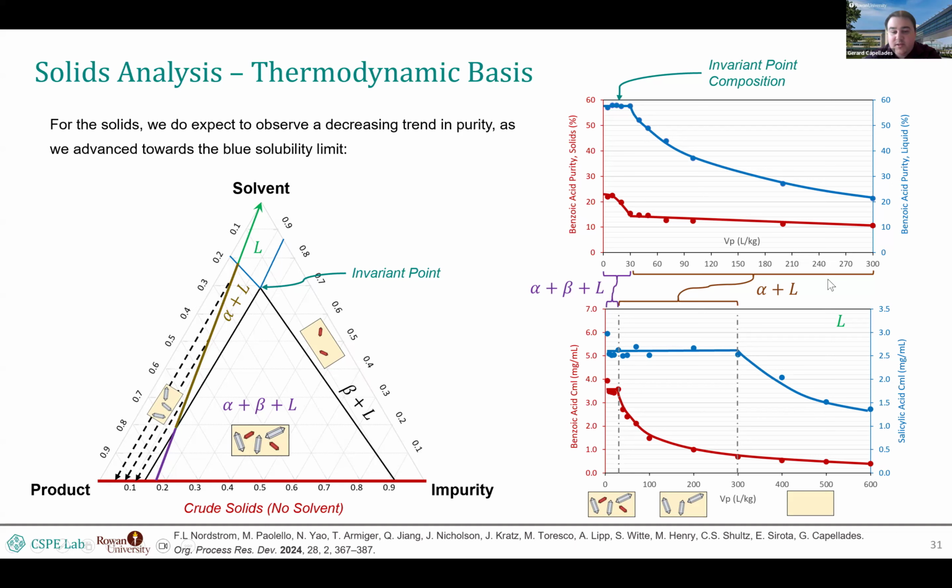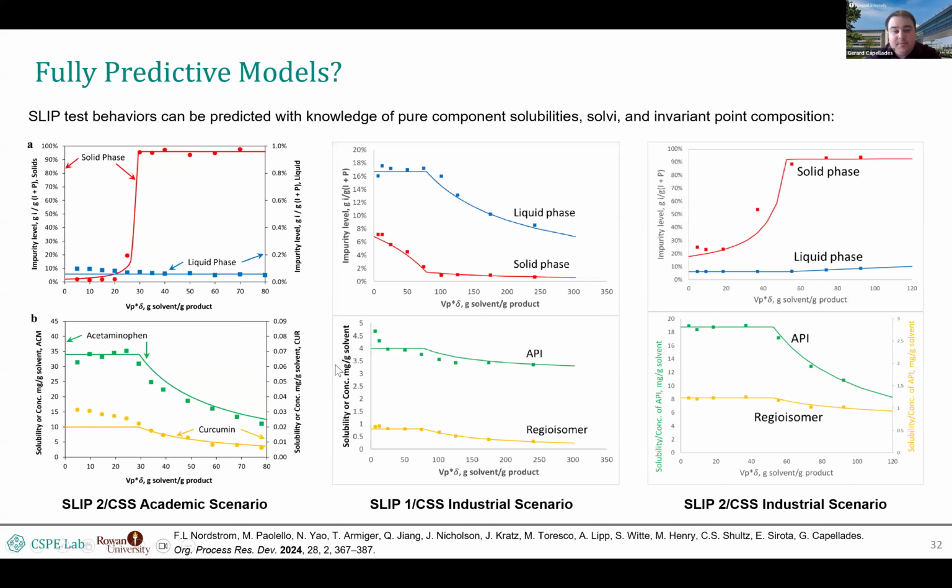But whenever you reach the alpha plus liquid region, the one thing you can notice is that as you move up in the slip test, the impurity gets a little bit more rejected, right? So it turns out the impurity incorporation is also dependent on how much solvent you have. So that's part of what you can see in here, right? This slow gradual drop of impurity levels in the solids can also be validated with the ternary phase diagram, right?